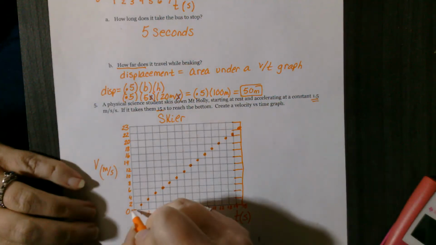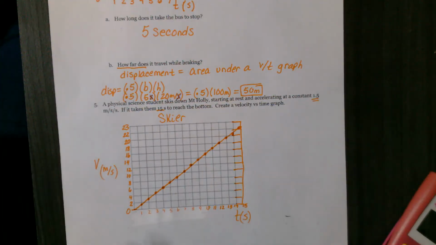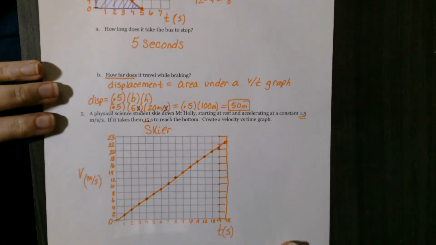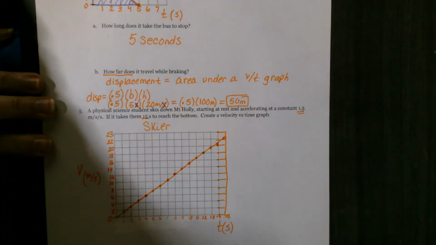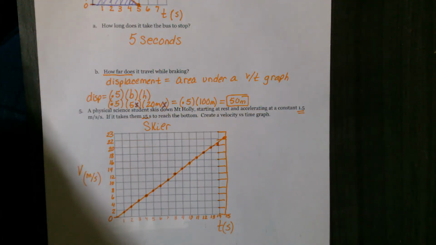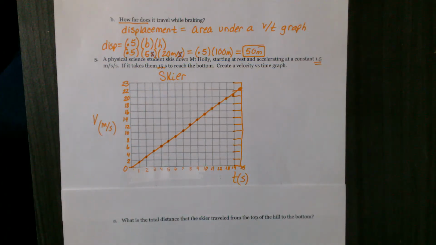So there's my velocity time graph that it said to create, and I can do a line all the way up here. And now we need to find the total distance that the skier traveled. I think you guys might have that on a separate sheet. Mine got cut off a little bit. Okay, I took a moment and printed another copy here.